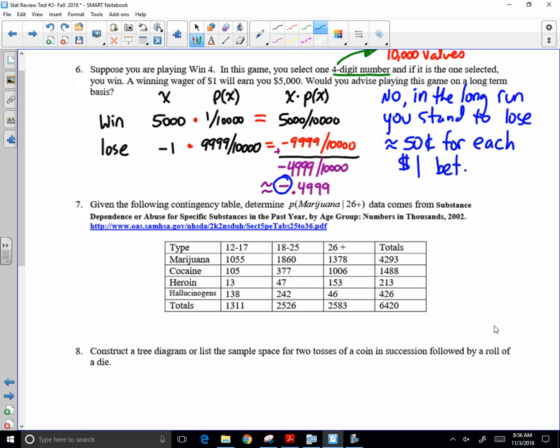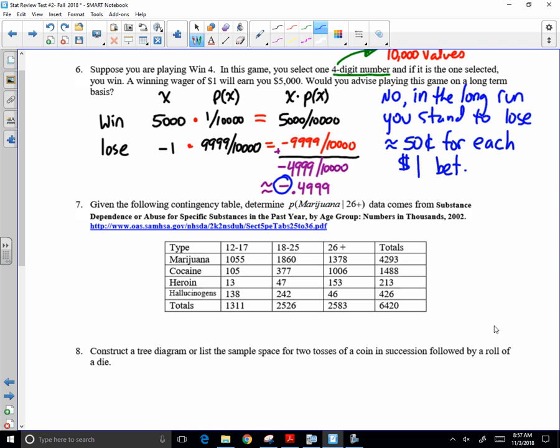Given a contingency table, that's a two-way table comparing two variables, determine the probability of marijuana, given that this person is in the age group of 26 or older. The data comes from substance dependence or abuse for specific substances in the past year. And it's very old data.